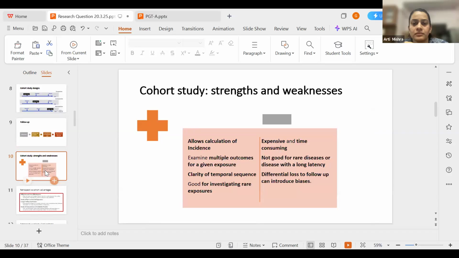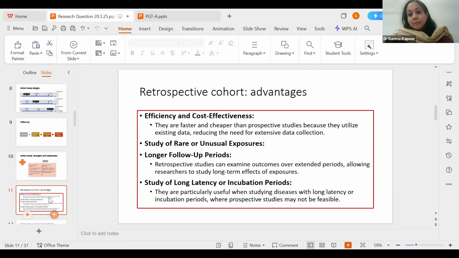You need to follow up your patients. So though it's good and you can have multiple outcomes, it's expensive and time consuming. An RCT even more so than a prospective cohort, and you always have loss to follow-up. Hence, to overcome this, in many situations like this you can do a retrospective cohort, where you're just taking out the data, so it becomes easier and time gets less. You can even look for unusual exposures and longer follow-ups.